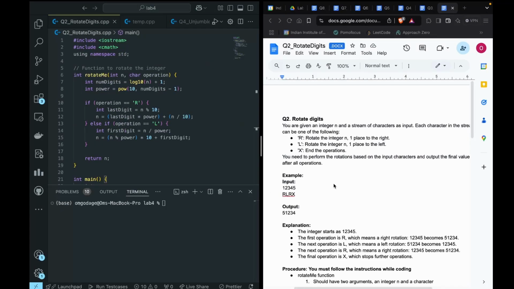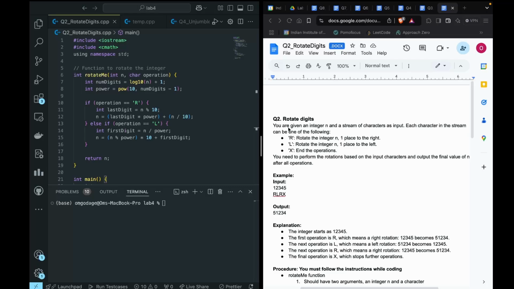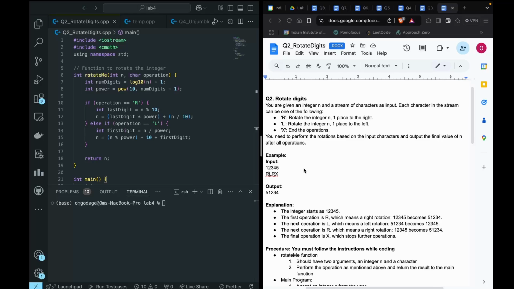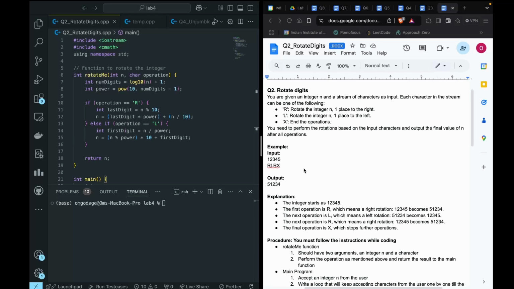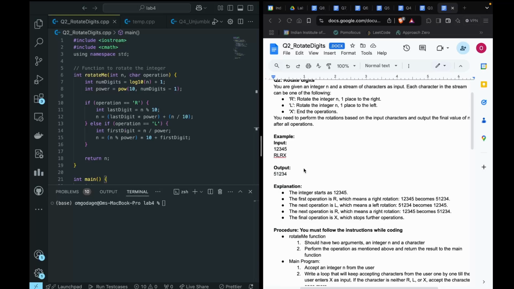Okay, now on to the second question. Rotate digits. You are given an integer n and a stream of characters as input, and each character can be one of the following: r, l, and x. So r does a rotate of the integer n one place to the right, l does one place to the left, and x ends the operations. Okay, so if you have this integer and you do an r operation, then 1 2 3 4 5 becomes 5 1 2 3 4.